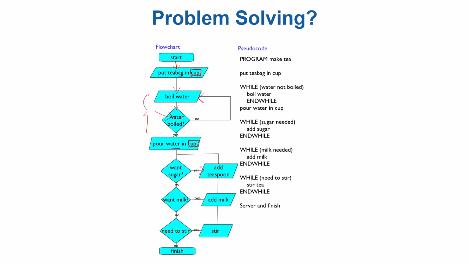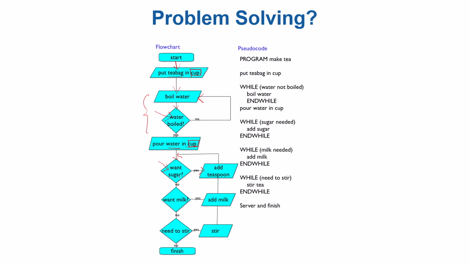So let's apply some arrows. If yes, add sugar, and then again ask, do you need more sugar? Want sugar now? Yes, add sugar. Want sugar? Yes, add sugar. That is again a loop. While you want sugar, you test whether the sugar is okay or not, whatever sugar you need. Until that condition is met, you keep on adding the sugar. Add a teaspoon, then test, add a teaspoon again. That is again a loop or repetition.